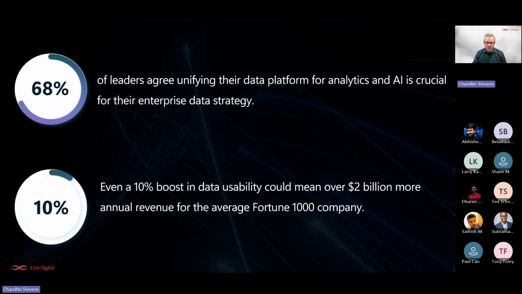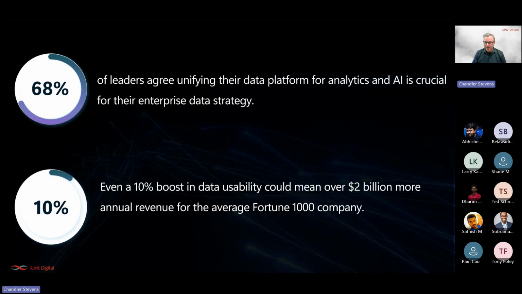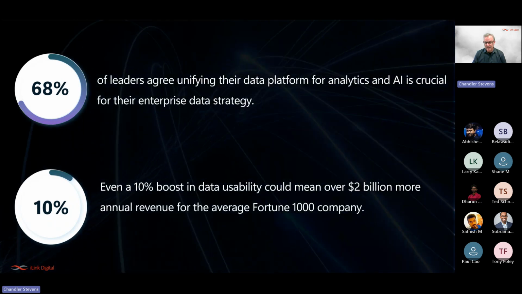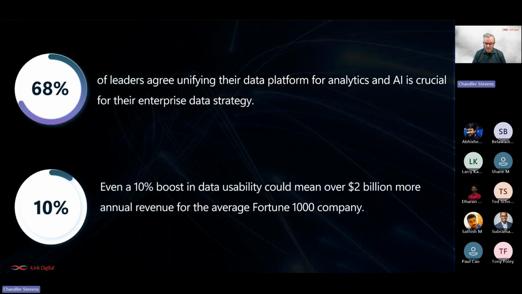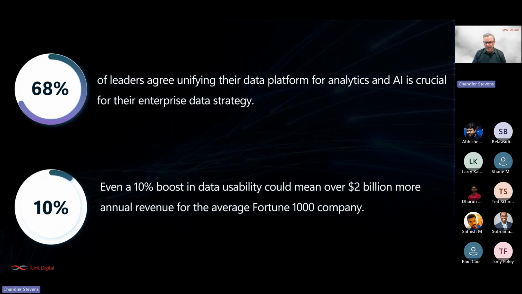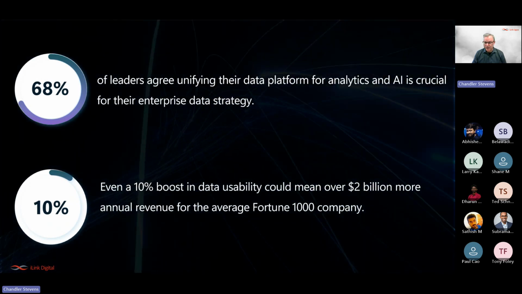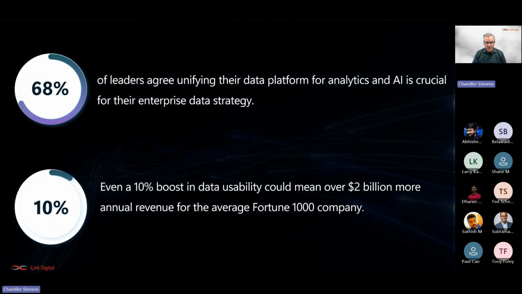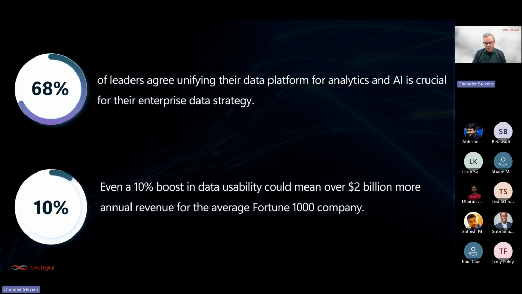As business leaders grapple with the opportunities and challenges AI represents for their business and how to best implement it, the consensus is that a strong data foundation is paramount for long-term success. Understanding that AI is only as good as the data it's trained on, 68% of leaders agree that unifying their data platform, both analytics and AI, is crucial for their enterprise data strategy.